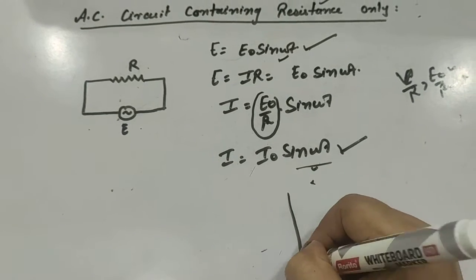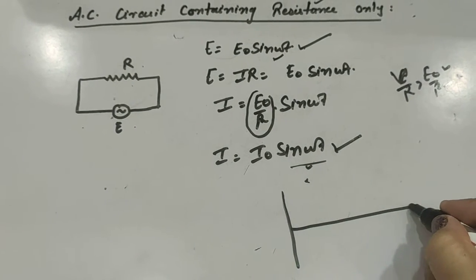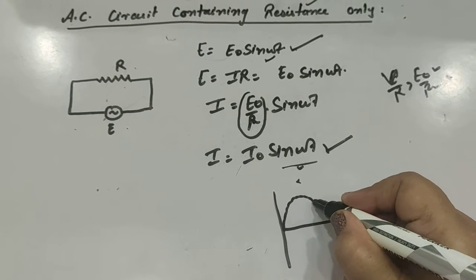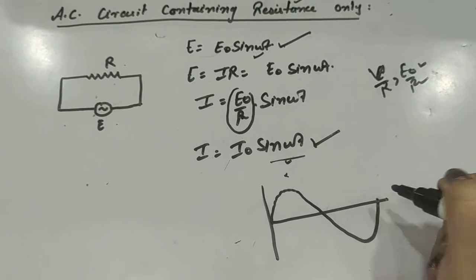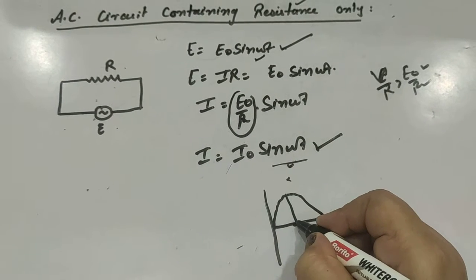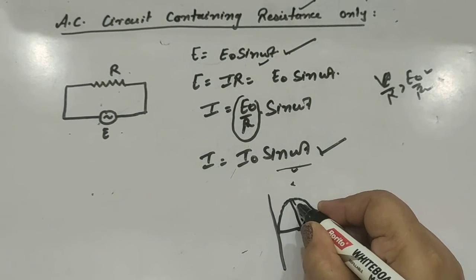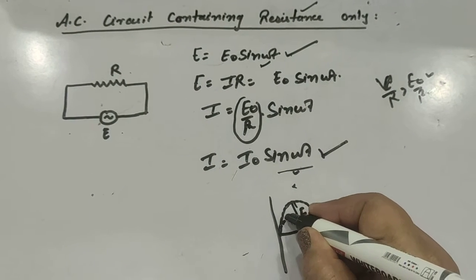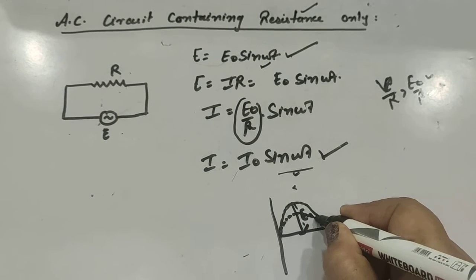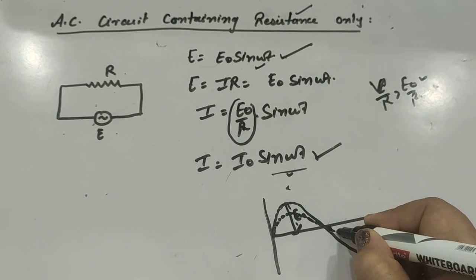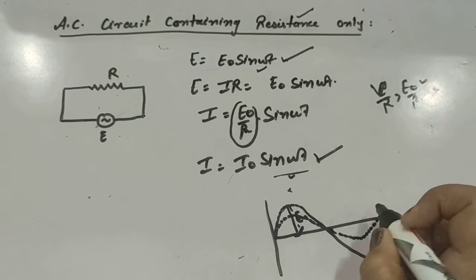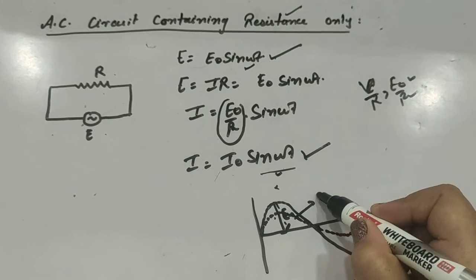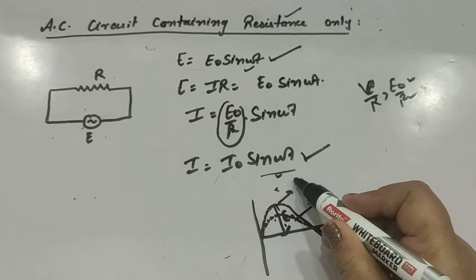So if we draw the wave representation of voltage and current, if this is the voltage, since this is a sine wave, with amplitude E naught, we can represent current by this, but having the same time period and same frequency. Amplitude may vary, which is why we have drawn it smaller. This is I and this is E.